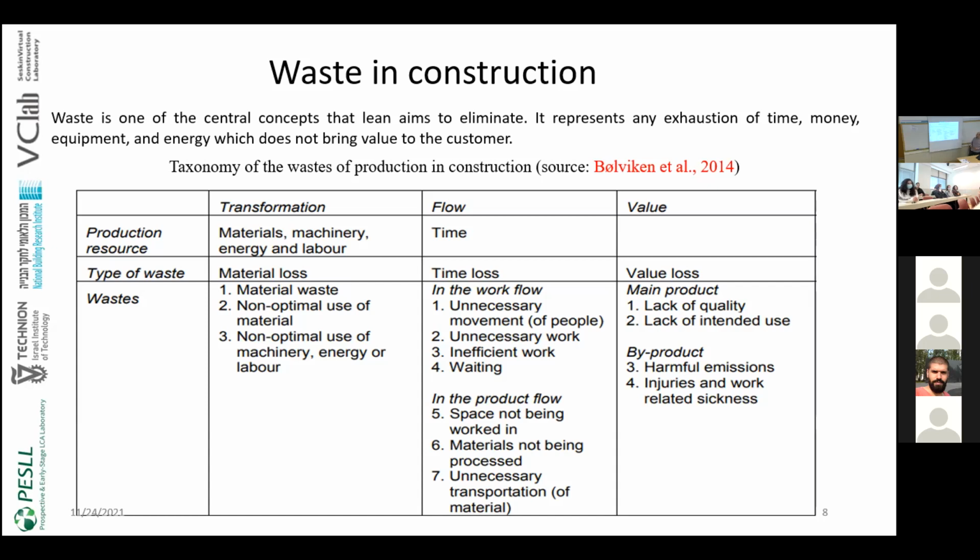The waste related to the flow is time loss. There are 2 types here: losses in the work flow and in the product flow. In the work flow, it includes unnecessary movement of people, unnecessary work, inefficient work, or waiting, while in the product flow, it includes space waiting, materials not being processed, or unnecessary transportation of materials.